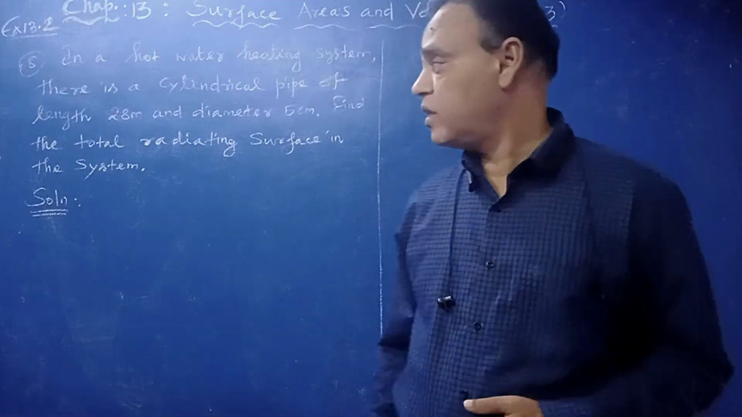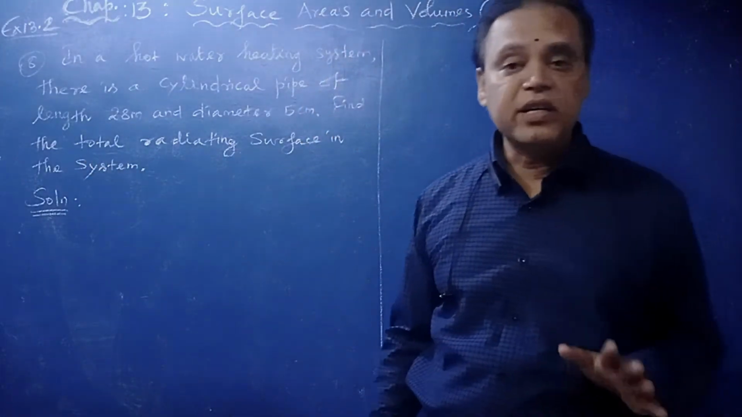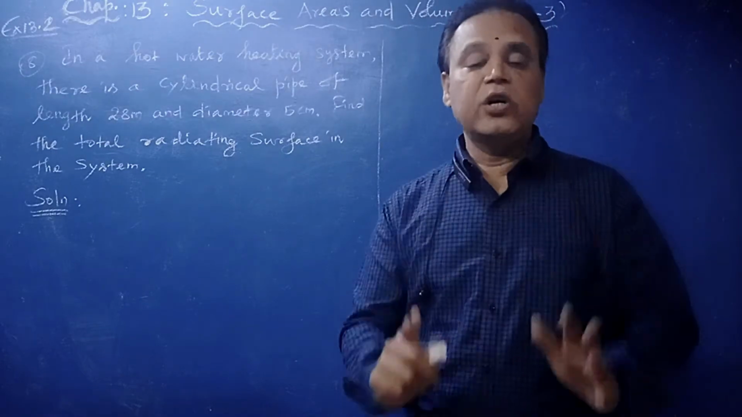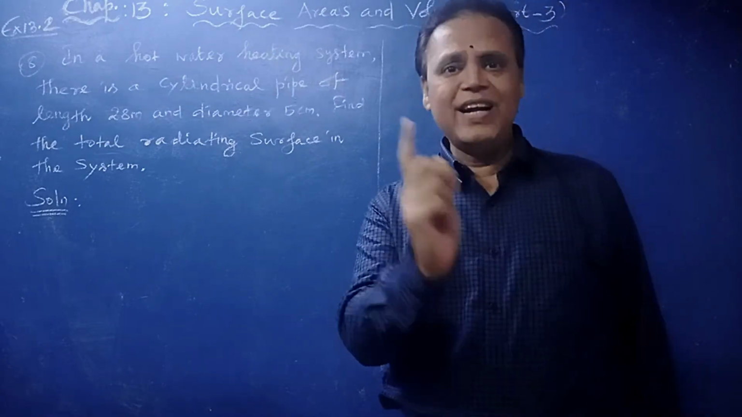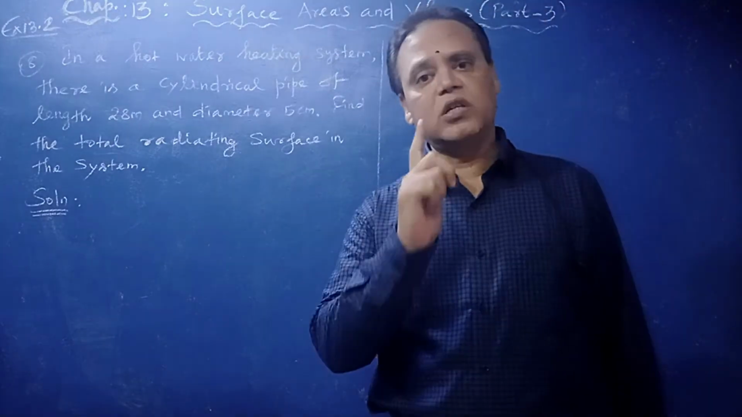So you have to remember that here the word total is given, but you should not use total surface area. Here you have to read the problem correctly and find what is needed for the radiating surface. Only the curved surface area has to be found.